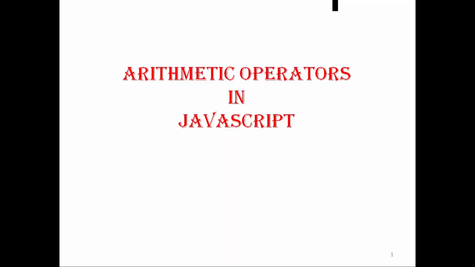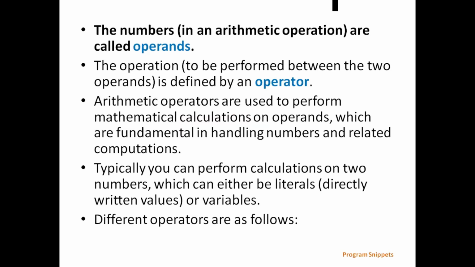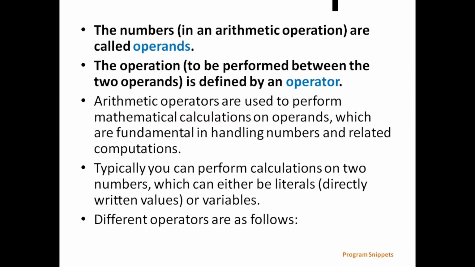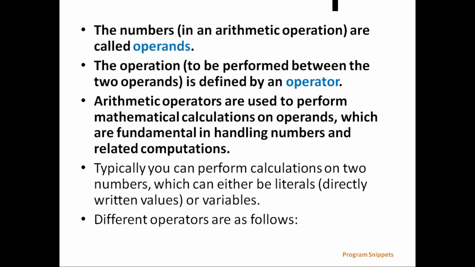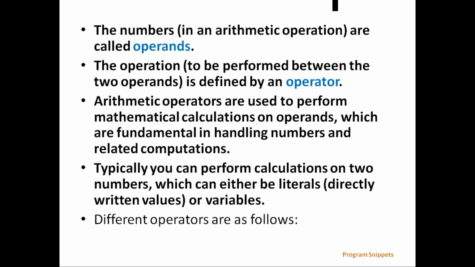Here we will see arithmetic operators in JavaScript. The numbers in arithmetic operations are called operands, and the operation to be performed between two operands is defined by an operator. Arithmetic operators are used to perform mathematical calculations on operands, which are fundamental in handling numbers and related computations. Typically, you can perform calculations on two numbers, which can either be literals, that is directly written values, or variables. Different operators are as follows.